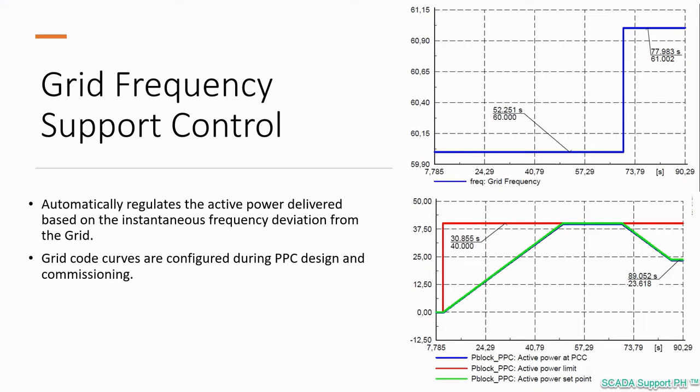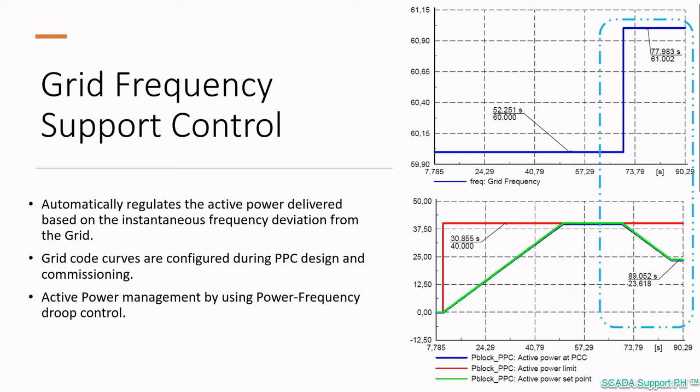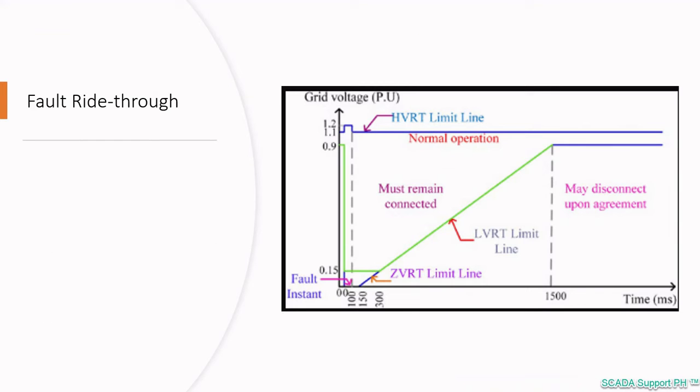The grid code curves are configured during PPC design and commissioning, and basic parameters may also be changed using the PPC user interface to properly define both over and under frequency parameters. As shown on the figure on the right, when the grid frequency changes, for example from 60 Hz to 61 Hz, the active power injected by the inverter is reduced accordingly to a user configurable droop curve.